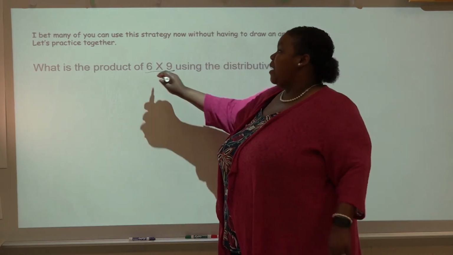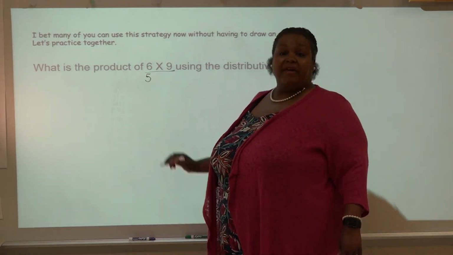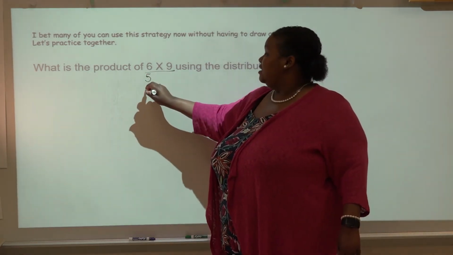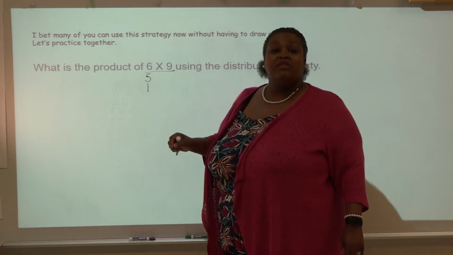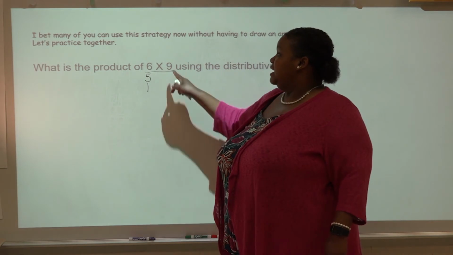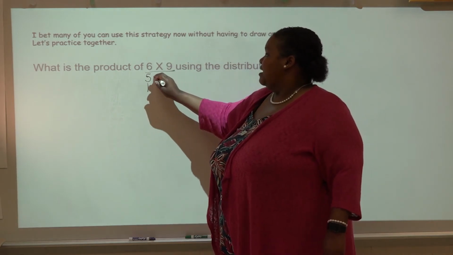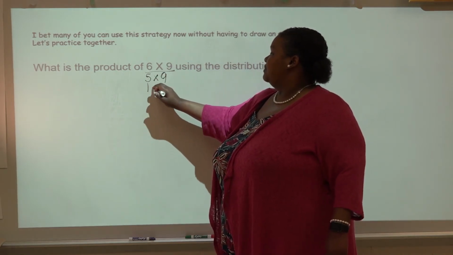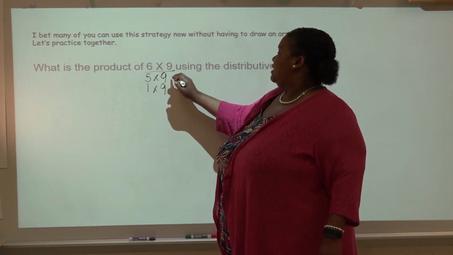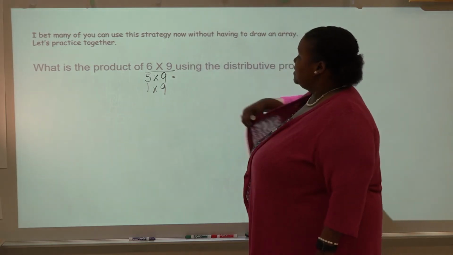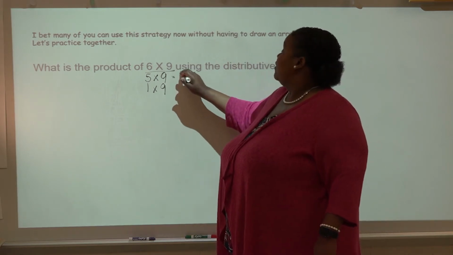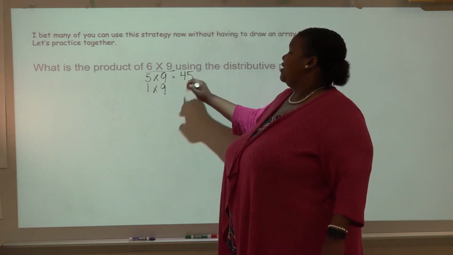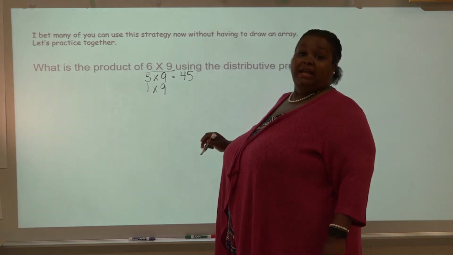Well, I think I want to use a 5 because I know my 5s well. And then I could do a 1, because 5 plus 1 equals 6. So I broke apart the 6. Now I just bring down my times 9. 5 times 9 equals, I can count by 5s 9 times, 45. 1 times 9 equals 9.